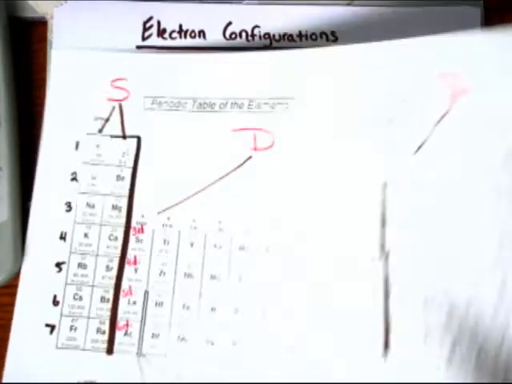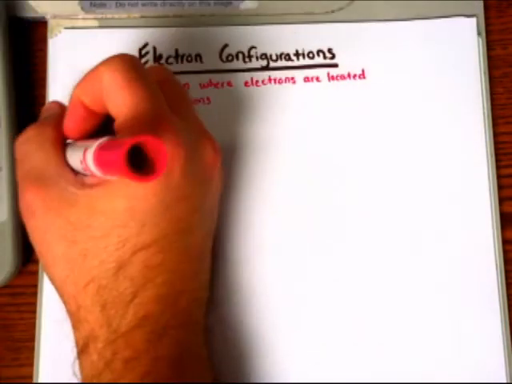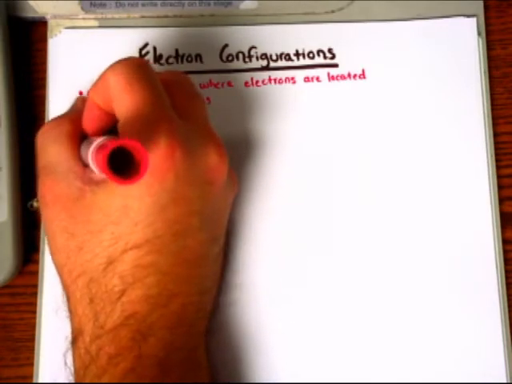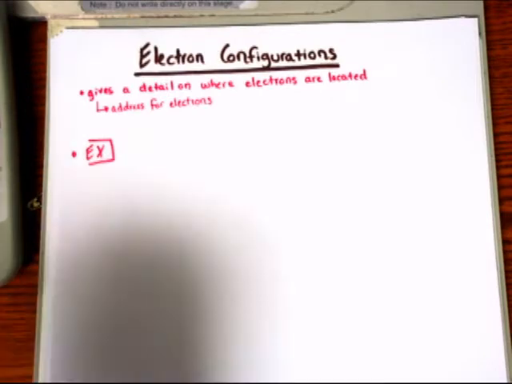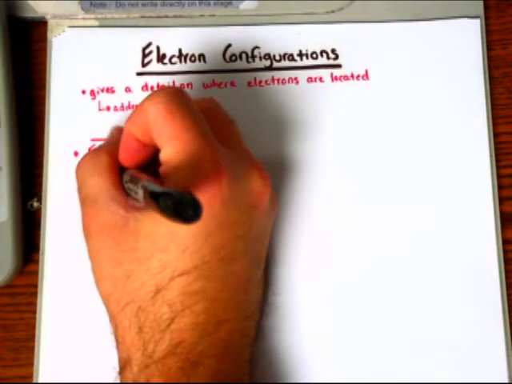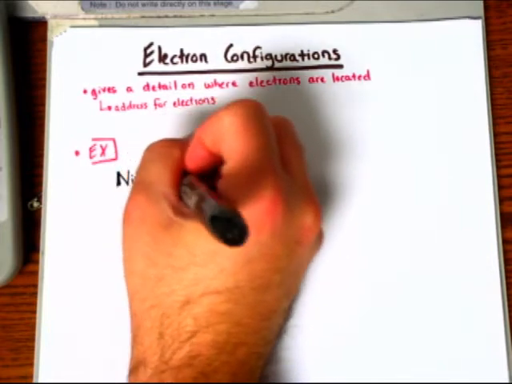So let me show you how to write electron configurations, and let's start out small. I think the best way to teach this is by example, so let's look at some examples. The first one I want to look at, a very short one, is the configuration for nitrogen.